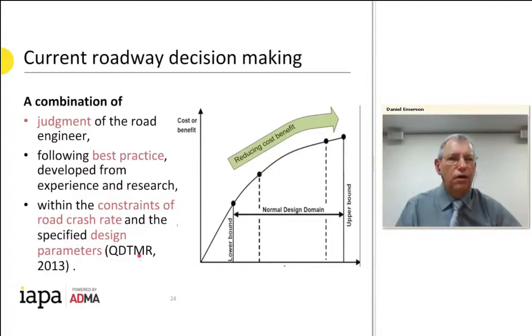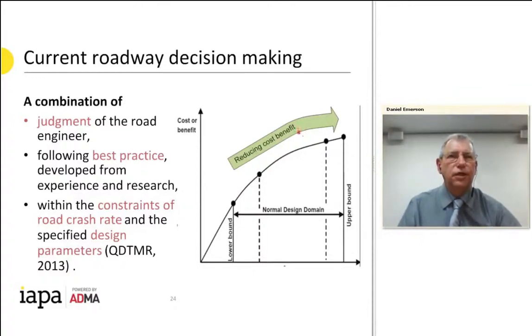Looking at the diagram, we have here the benefit or the cost benefit, and here we have the proportion of the parameter that's actually applied. In this particular case, we're interested in road surface friction, and so we can actually apply a range from a lower bound to an upper bound, and the better the road surface friction, the lower the crash rate or the greater the benefit. However, we find that there's a reducing cost benefit.